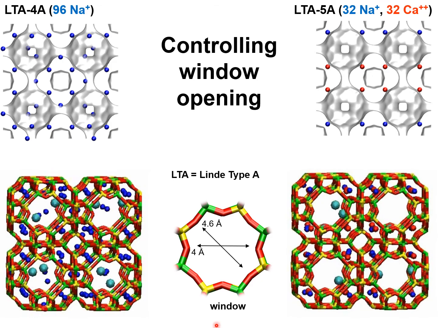If we look at LTA 5A zeolite, we see no cations in the window regions. The cations, either blue or red spheres, are away from the windows, and the green spheres of the methane molecules are able to enter the cage and cross it.